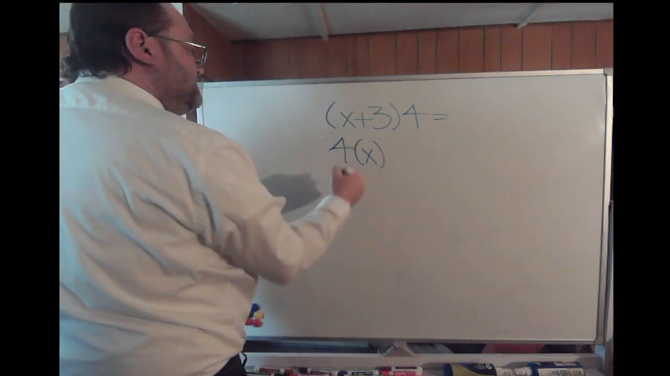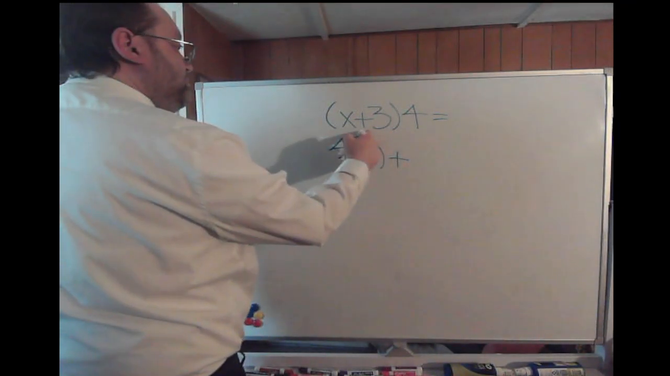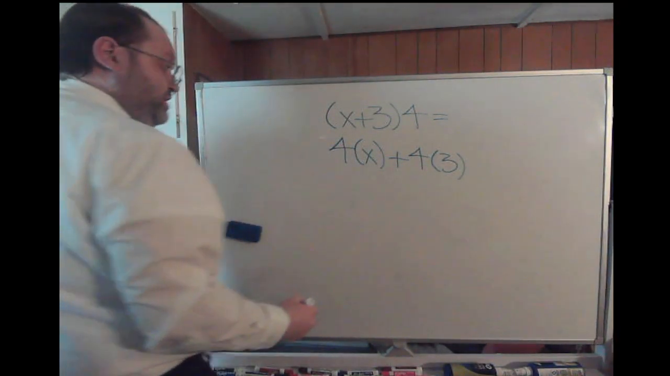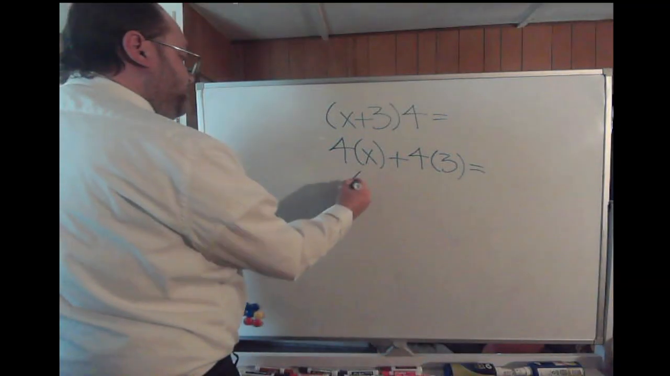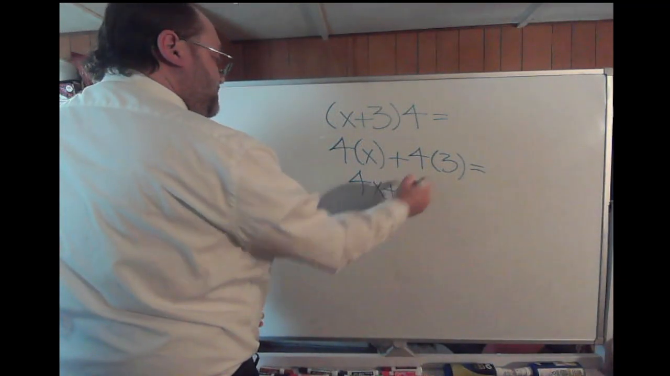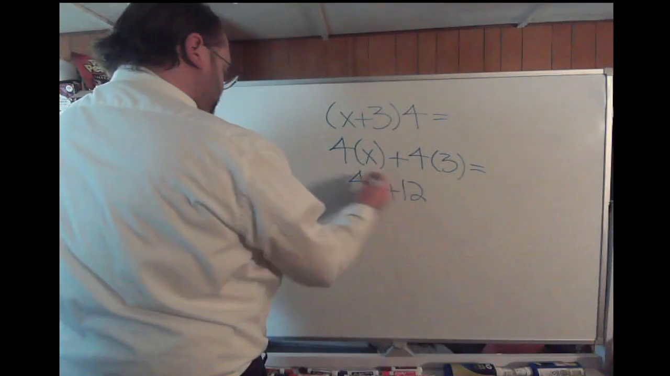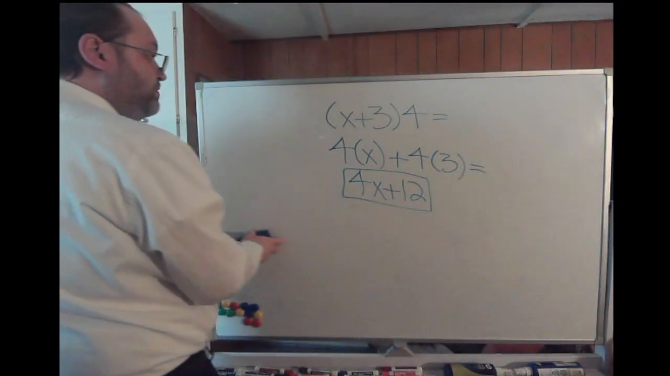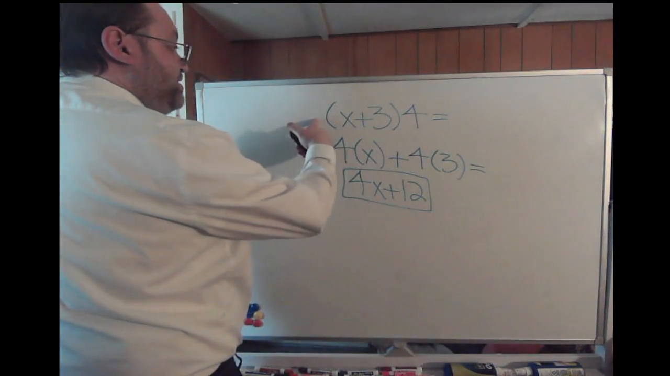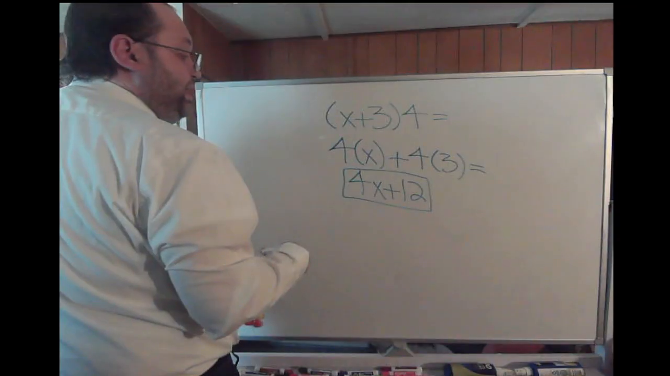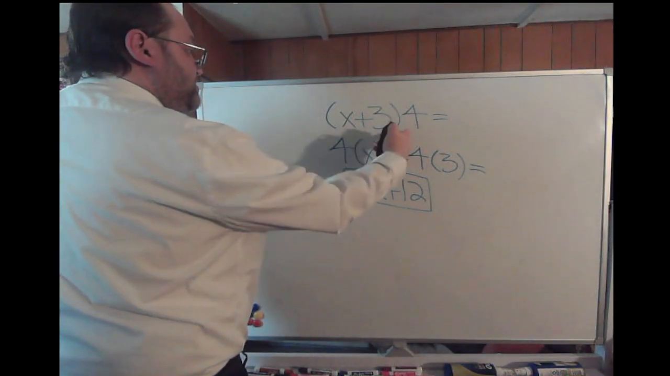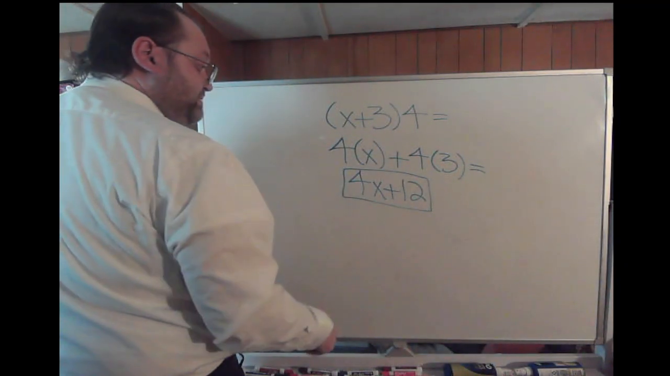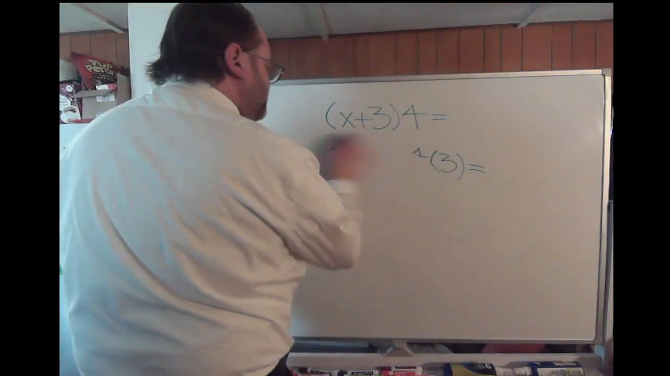You'll have 4 times x, plus, carry the plus sign, then you'll have 4 times 3, which, when we simplify it, would give you 4x, plus what is 4 times 3? That's 12. So the answer you would get is 4x plus 12. So sometimes you'll see the number to the left of the parenthesis, sometimes to the right. It really doesn't matter. You get the same result. You just distribute by multiplying the number times the first term plus the number times the second term, and you've got your answer.